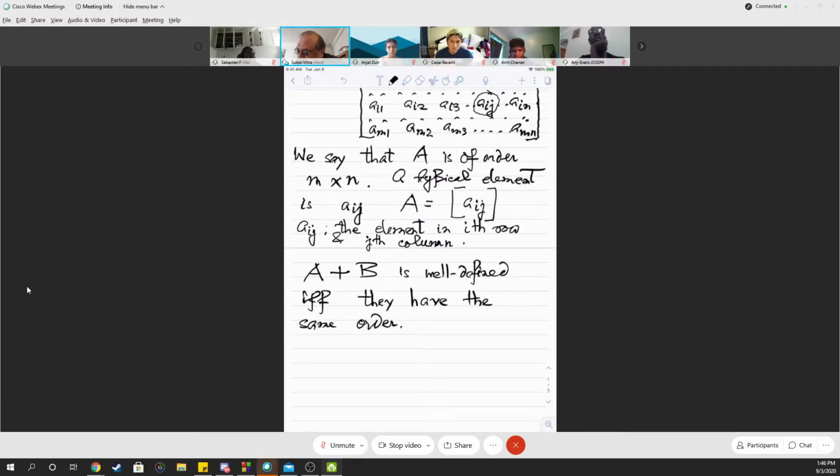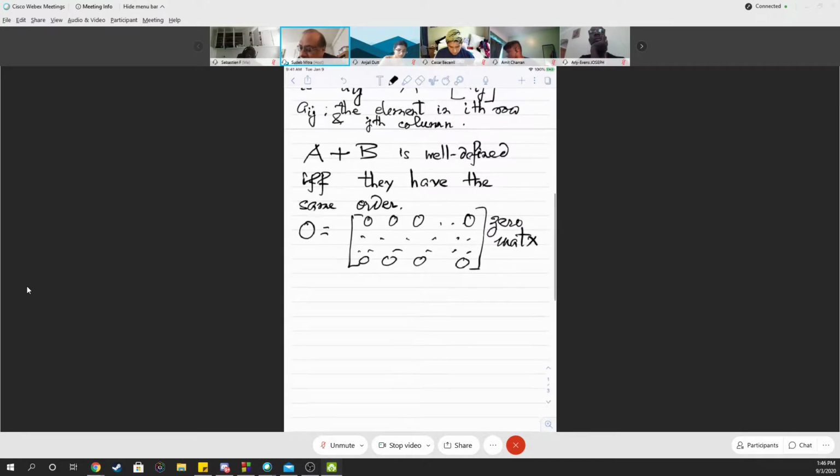Then there are two special matrices. One is the zero matrix, with everything zero, dot dot dot. That is the zero matrix. Then there is the identity matrix. The identity matrix is like this. Here I have to tell you something.